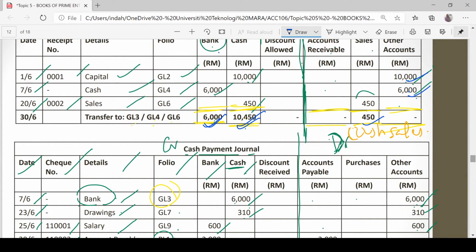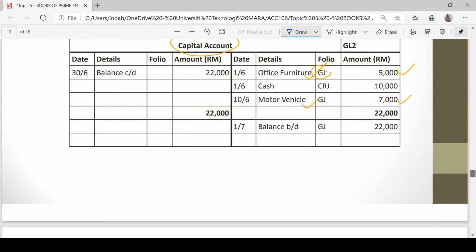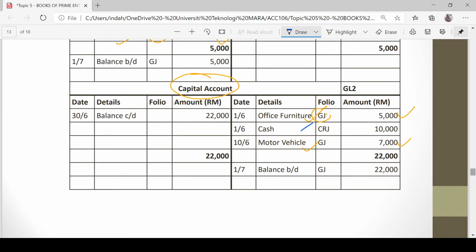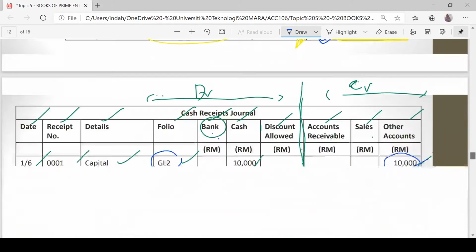Now let's look at the other side, which is the other account. What account is this? GL2. Again, refer to the folio. You must make sure that you have updated this one. So GL2 is the capital. Let's go to capital. Here we have received cash from the capital account. So in the cash account you debit, in the capital account you credit. This is the cash receipt from the cash receipt journal, 10,000, like I said just now, in case you missed that part.